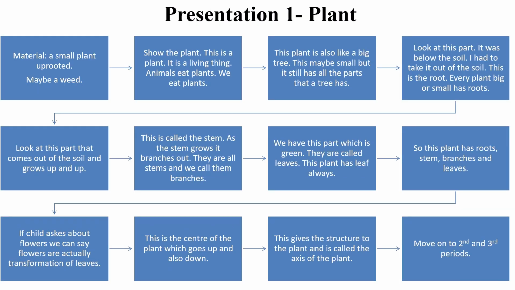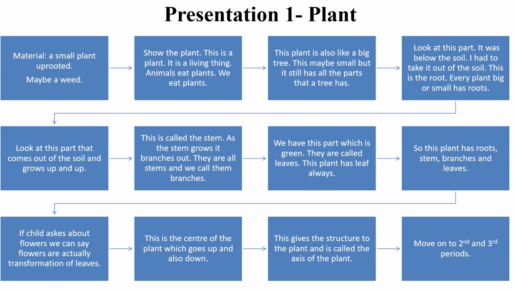Presentation 1. Plant. The material we need is a small plant uprooted, maybe a weed. Show the plant. This is a plant. It is a living thing. Animals eat plants. We eat plants.